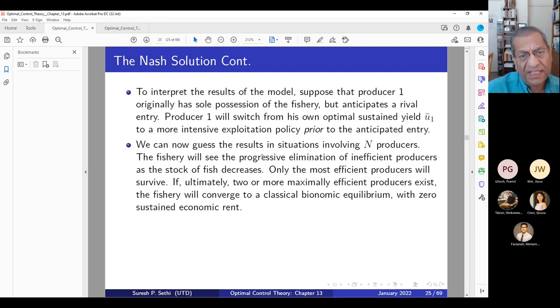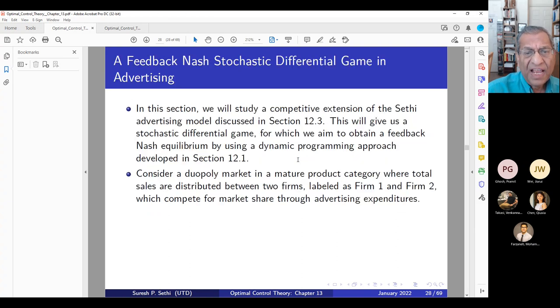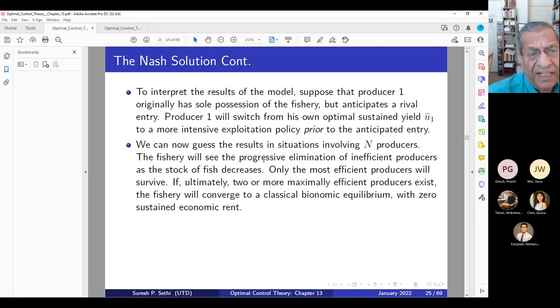Okay, this is minor. It's just saying if there's a nonlinear mortality function, then instead of qi ui, you can do this, but then we cannot solve the problem in closed form, but we can still write the necessary condition for Nash equilibrium for this. So that's kind of a Nash. I will go into more Nash later. I will do advertising and then also go to Stackelberg. So that's that. Okay, so we're going to stop that. I think that here's what I want to do.